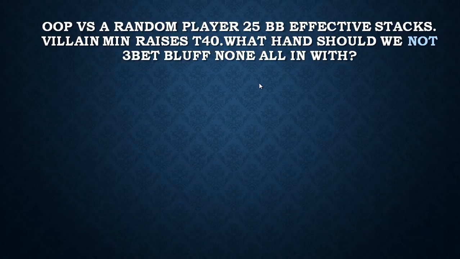On to the next question. Alright, here. So, out of position versus a random player, 25 big blind effective stacks. Villain is min-raising to T40. What hand should we not 3-bet bluff not all in with?